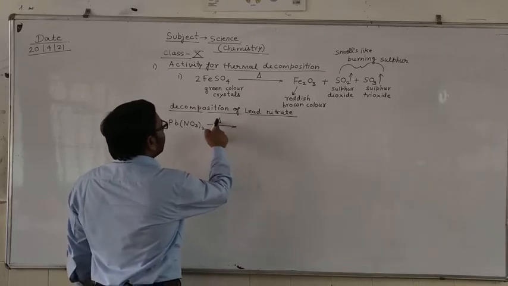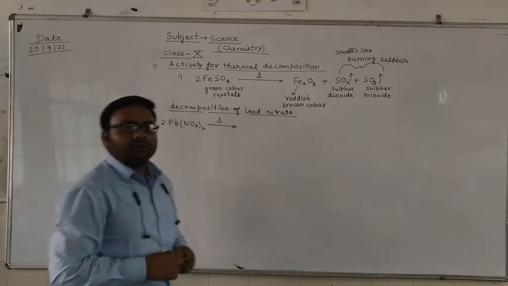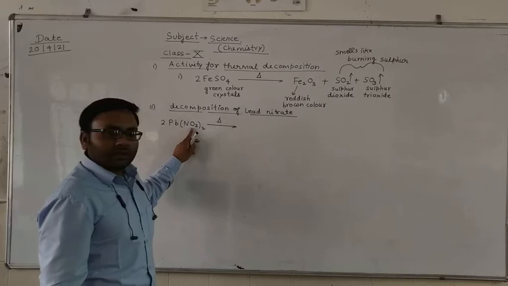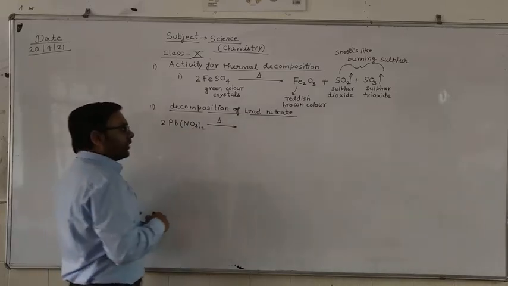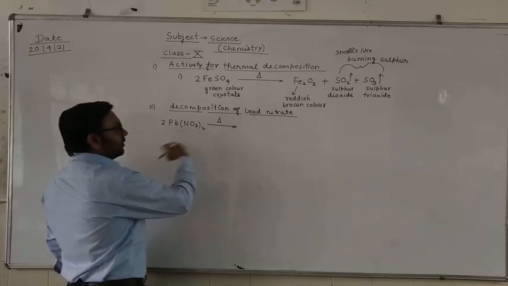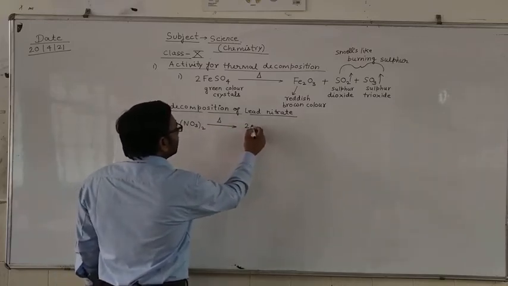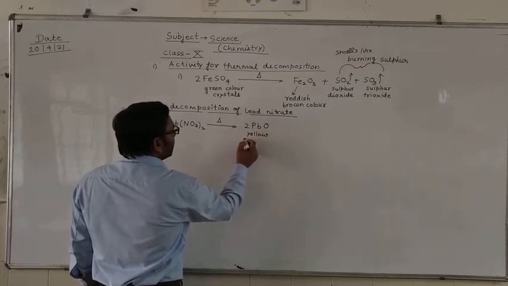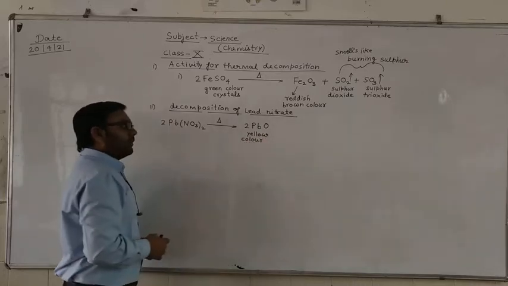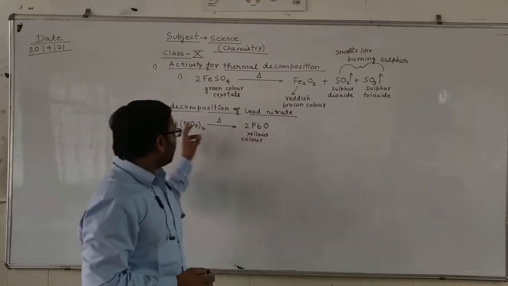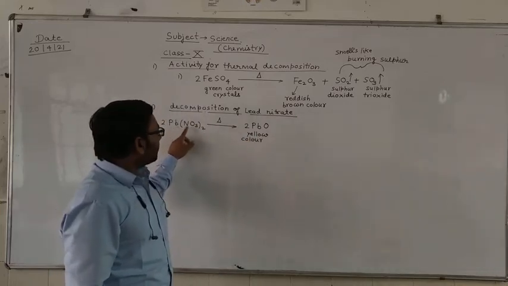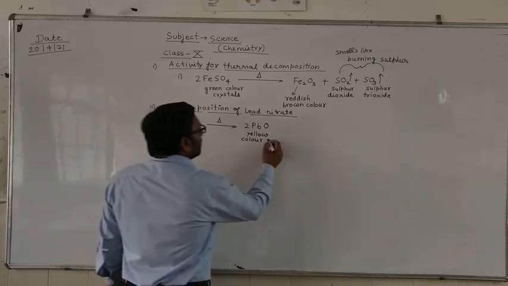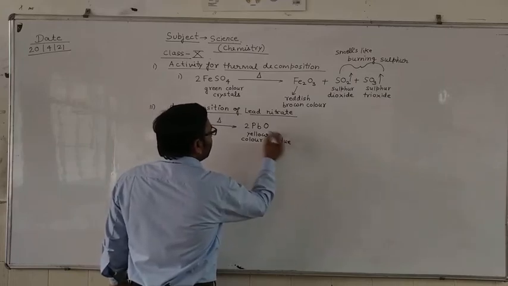Now what happens when it is heated? We will hear some crackling noise. That is the indication that this substance is being decomposed. At a particular temperature it decomposes to give lead oxide, a yellow colored residue. Residue means the substance left behind after the complete decomposition. A yellow residue is left behind, and this substance is called lead oxide.